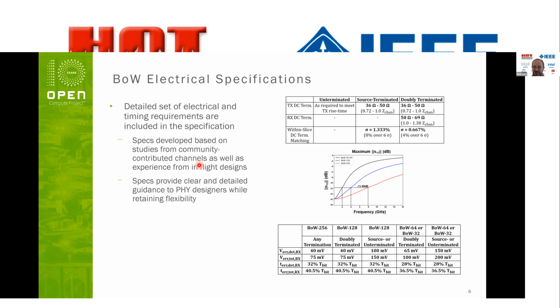Another piece that I wanted to briefly highlight: I personally spent quite a bit of time and effort on this side, along with a lot of work from many members of the community. There's a quite detailed set of electrical and timing requirements included in the specification. The point is not that flexibility is lost by having these detailed requirements. They're really just there to ensure that PHY designers know quite specifically what the bounds are of the things they need to be able to achieve. Things are done in a way that makes it clear where there is flexibility and where the bounds really must be met on a particular parameter.